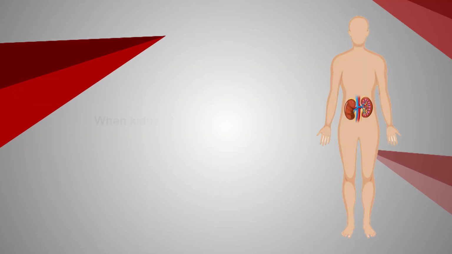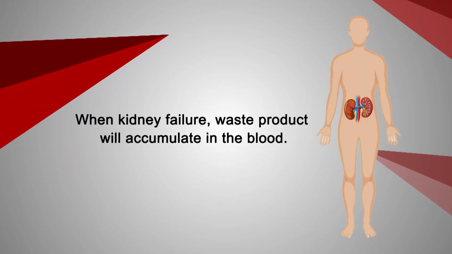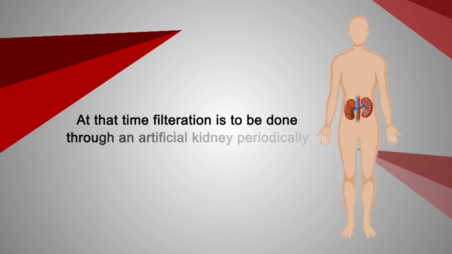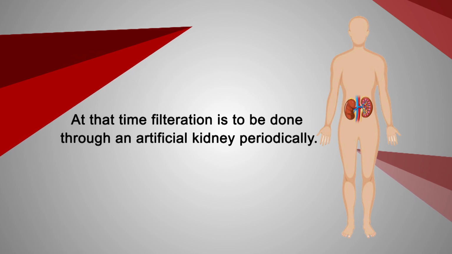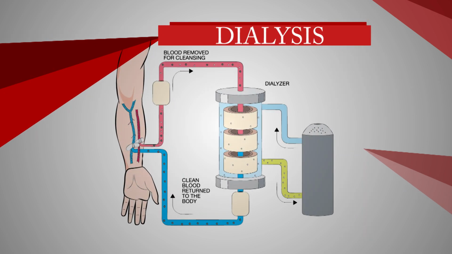What will happen if a person's kidneys stop working due to infection or injury? As a result of kidney failure, waste products will accumulate in the blood. At that time, filtration has to be done through an artificial kidney periodically. This process is called dialysis. This is all about excretion in animals.